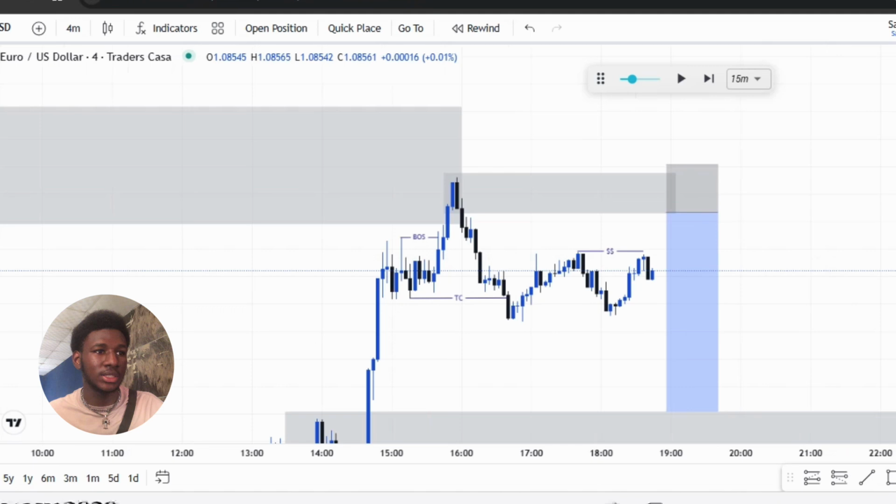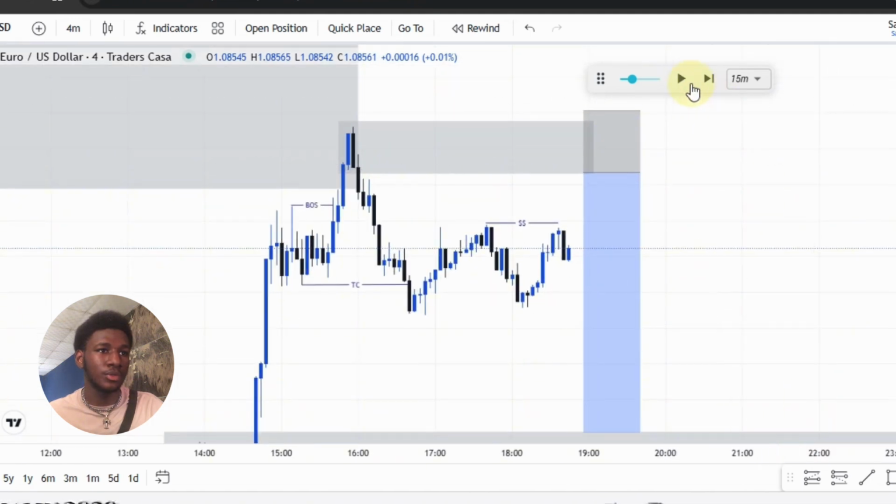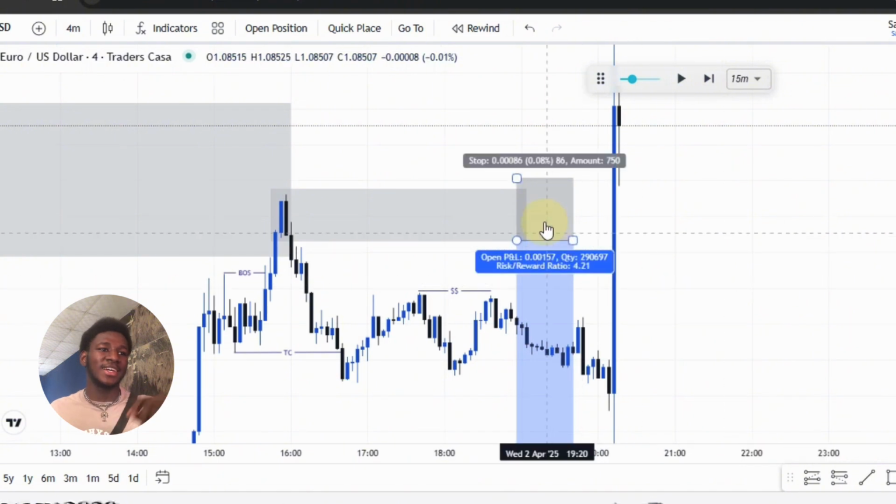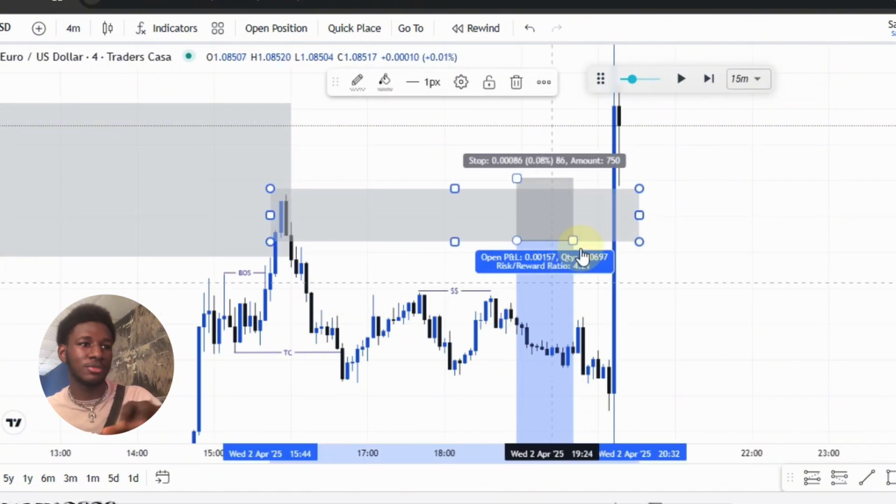So let's replay price and see how this trade went. Price was retracing, boom. Guys, there you have it. I got freaking stopped out by news.